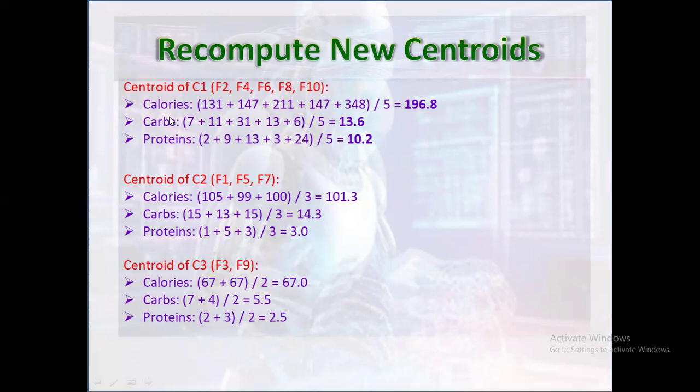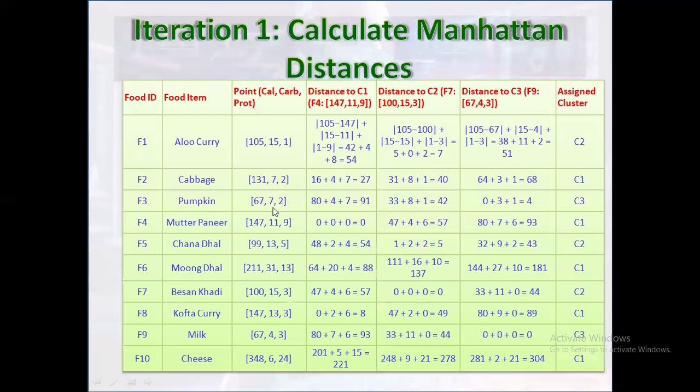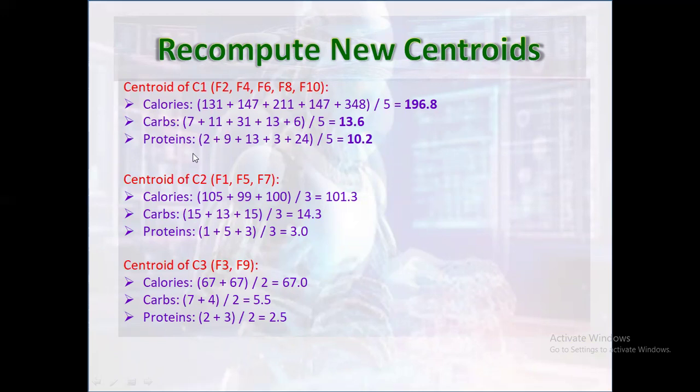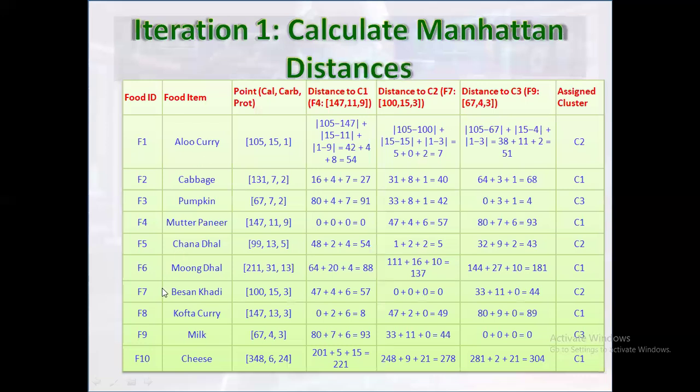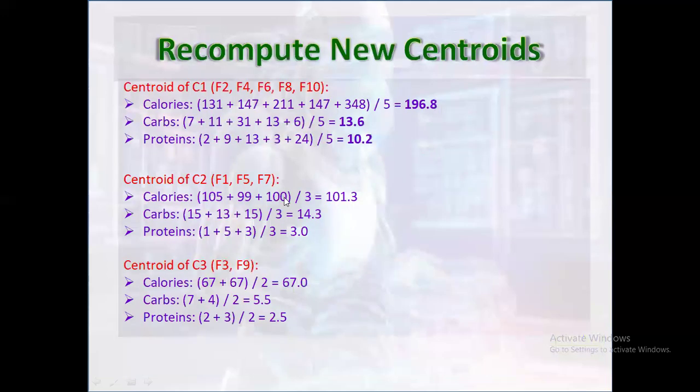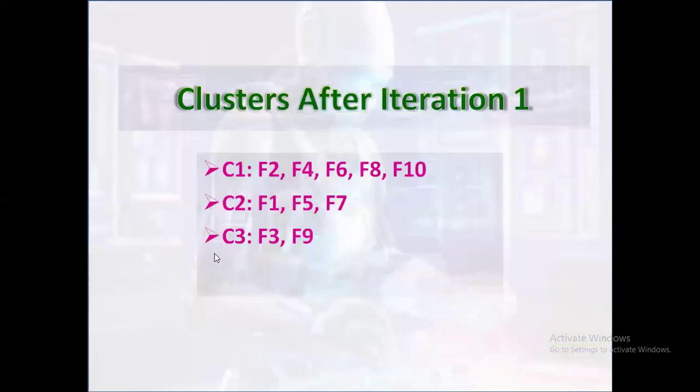Centroid, we can call it the average. For carbohydrates, if you are adding all those values, how do you find it? F2, F4, so this is 7, 11, like that. You have to add the values and find out the centroid. Similarly for protein values, 2 plus 9 plus 13, so 10 plus 10.2. Similarly for centroid 2, whatever values we got for F1, F5 and F7, we consider the first column, second column, third value, sum up all the values and divide by 3, because there are only 3 values. And the centroid of C3 is F3 and F9.